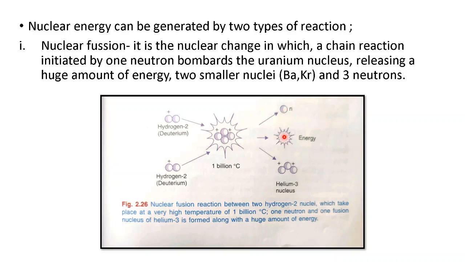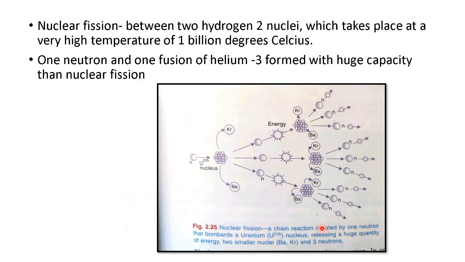Okay, so nuclear fusion is a reaction between two hydrogen nuclei, which takes place at a very high temperature, that is 1 billion Celsius degrees. One neutron and one fusion nucleus of helium H3 is formed along with a huge amount of energy. These are the radioactive substances.